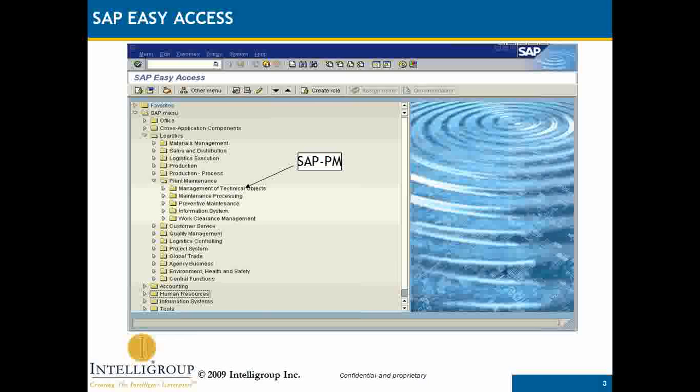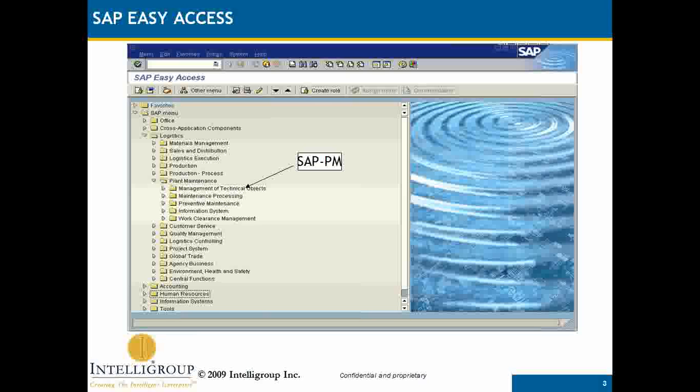Okay. Basically, the plant maintenance module is under logistics. It is one of these modules, named plant maintenance. The main component is the management of technical objects, which basically covers the master data. Then the second node is maintenance processing. It covers all the maintenance processes.